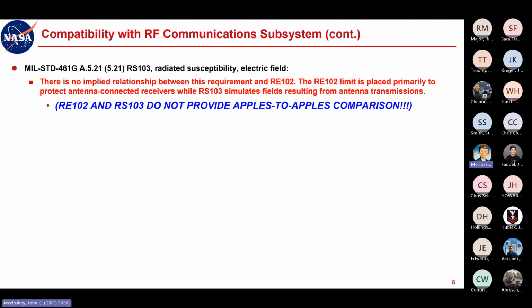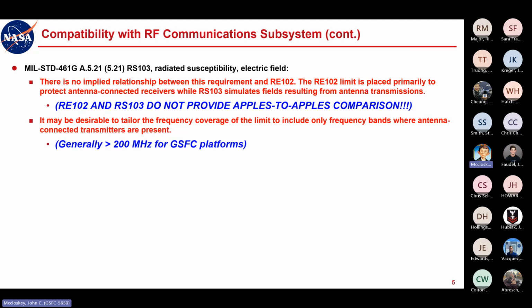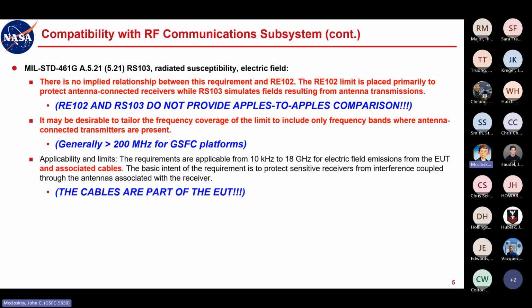There's no implied relationship between RS103 and RE102. It may be desirable to tailor the frequency coverage of the limit to include only frequency bands where antenna-connected transmitters are present. So that's generally above 200 megahertz for Goddard platform. And just to emphasize again that the cables are part of the EUT.